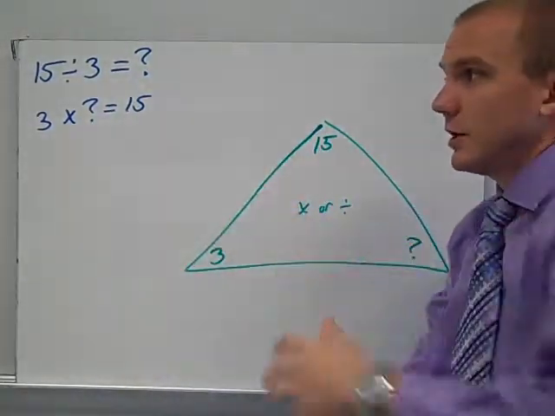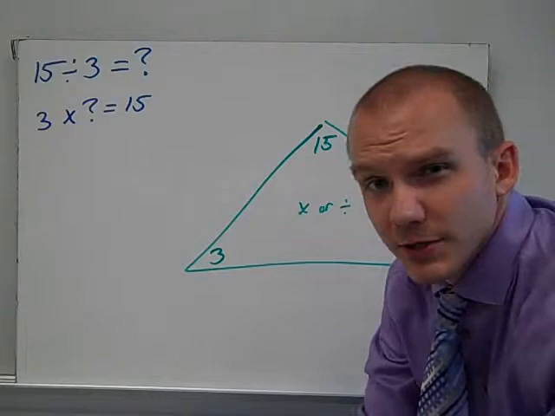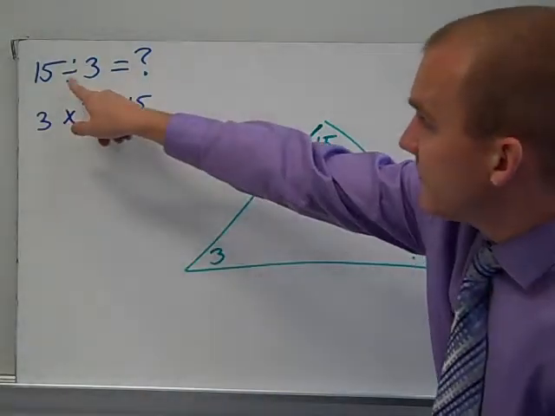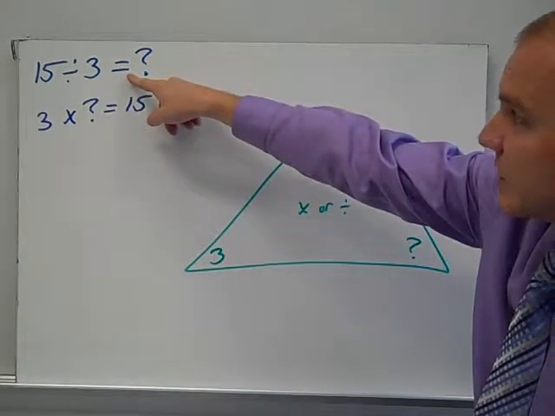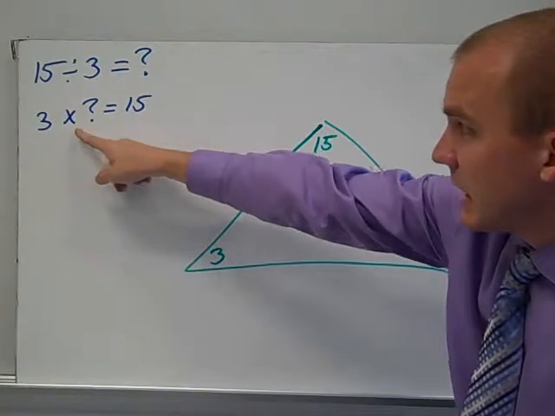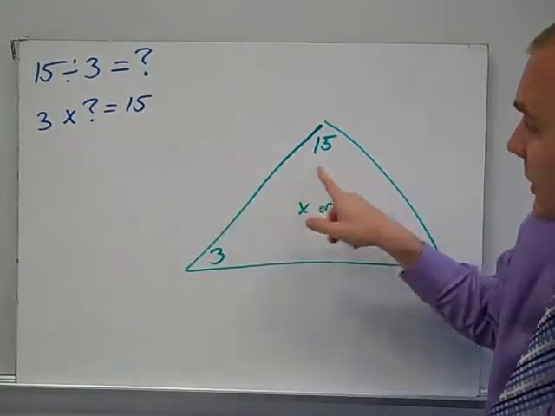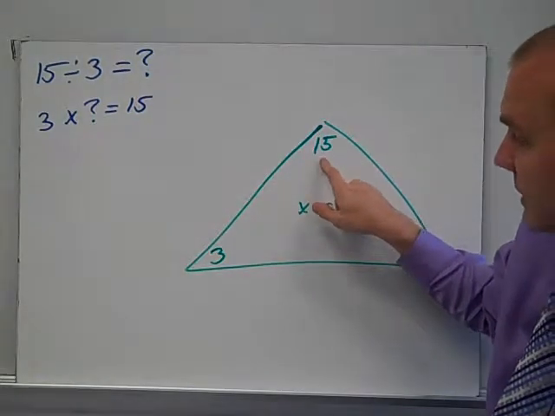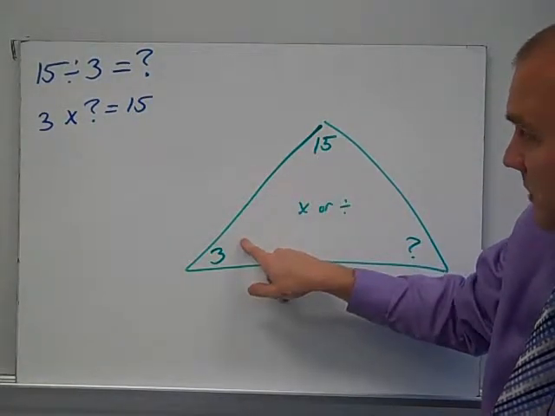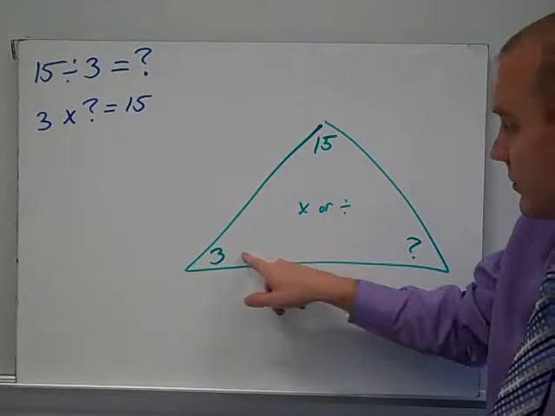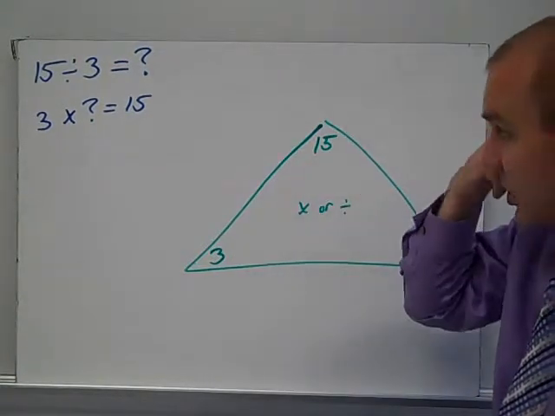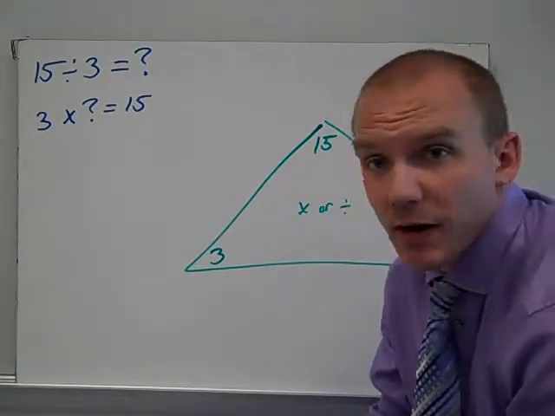Let's go back to the learning target of turn a division problem into the unknown factor. So we have 15 divided by 3. Well, we can change that to 3 times some number, question mark, equals 15. And then we set up our fact family triangle. 15 divided by 3 equals question mark. 3 times question mark equals 15. And basically that's just what we have to figure out.